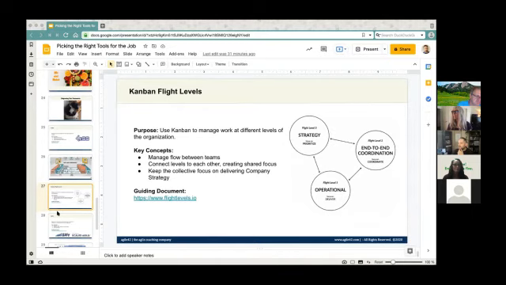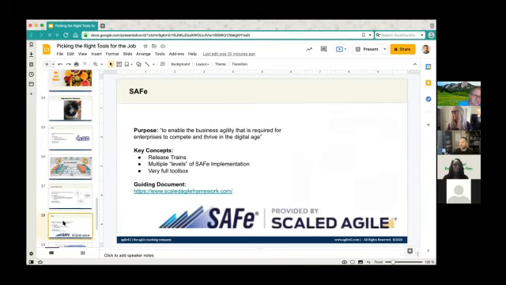And finally, I try to give this one. SAFe gets a lot of flak in the agile world, and it's not unwarranted, but they also bring a lot of interesting things into it. SAFe says its purpose is to enable the business agility that is required for enterprises to compete and thrive in the digital age. And if that doesn't help you know whether or not it meets your needs, that's the problem with SAFe. SAFe tries to be everything to everyone, and that's what makes it hard to really tie to. But I encourage people, give it a fair shake.